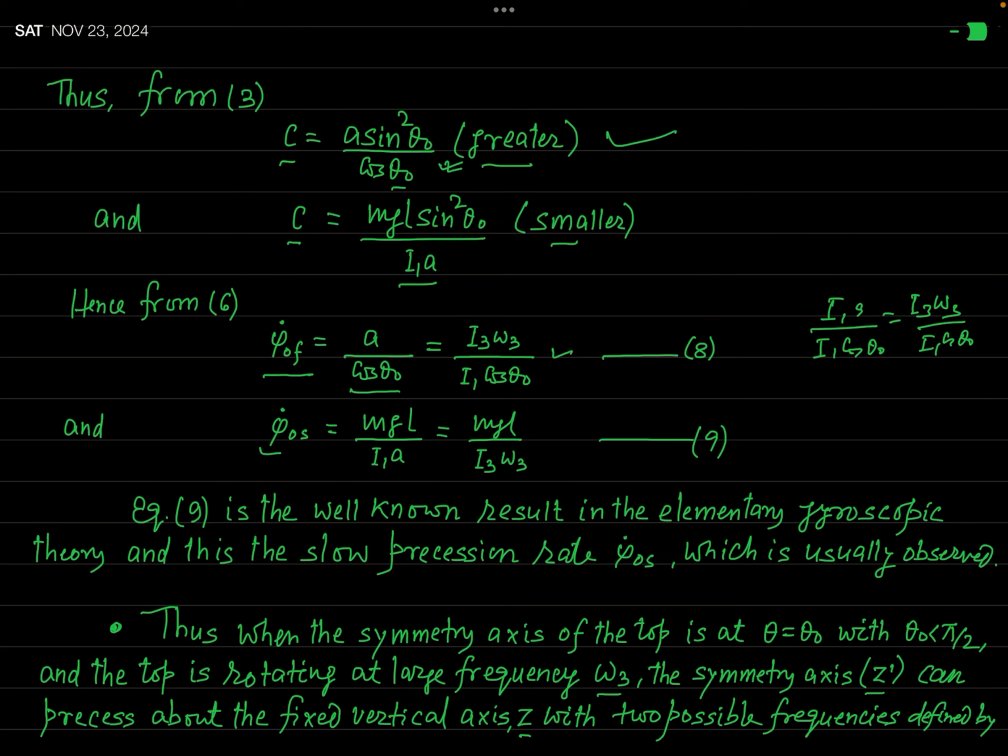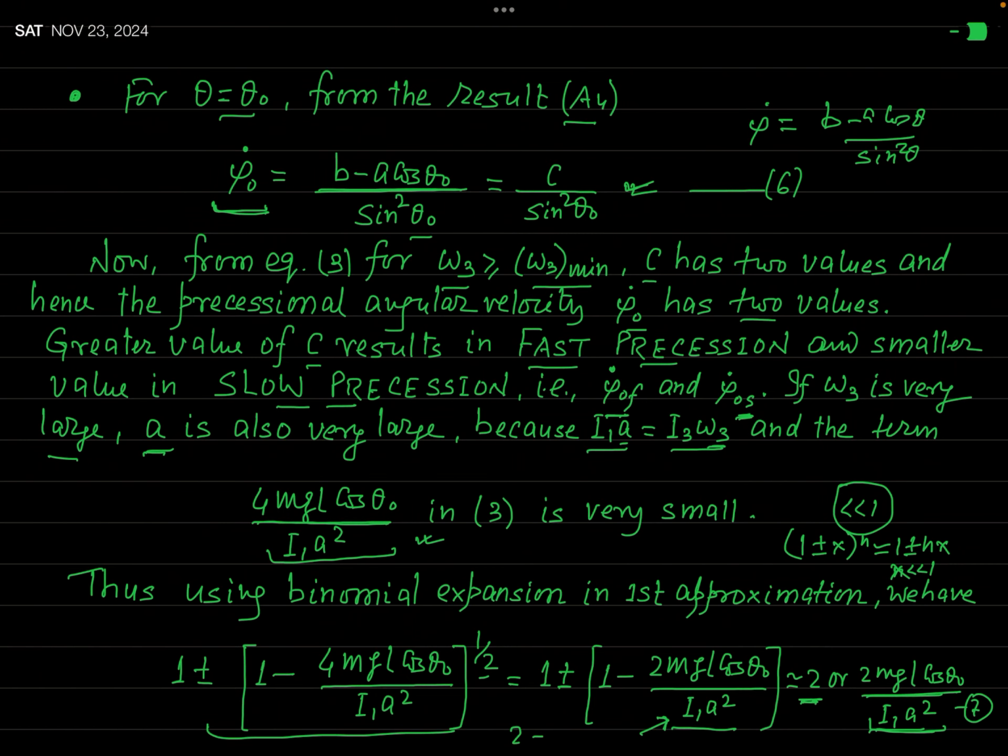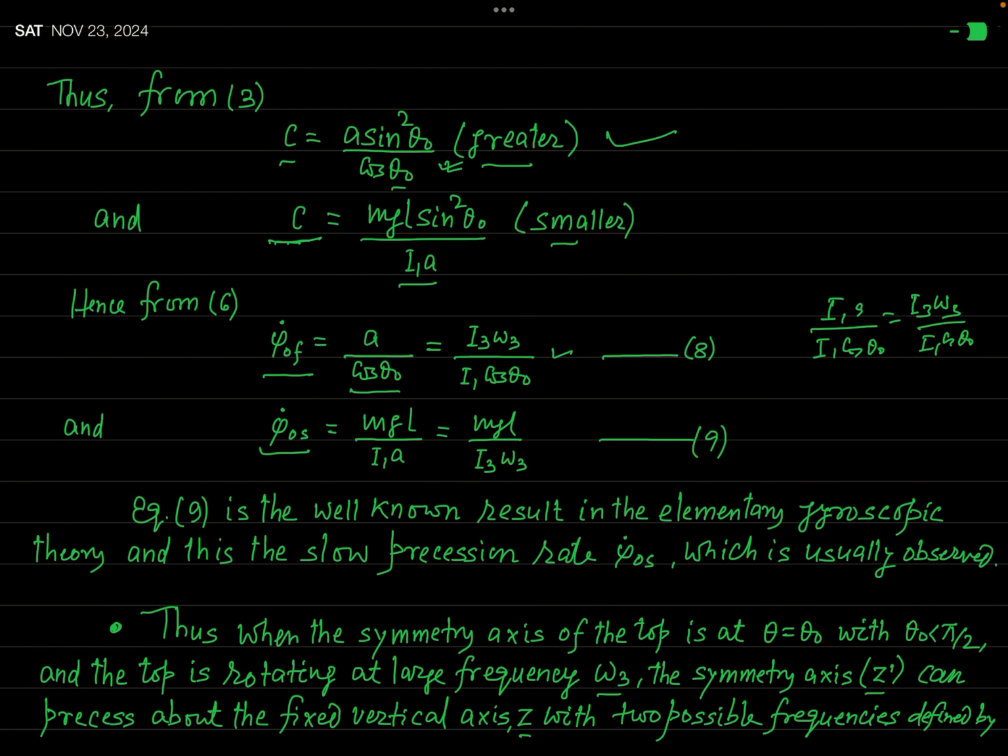Okay. And the angular velocity for slow precession, that is phi naught s dot, when you substitute this value of C in this expression, what will be your result? You can see this will be mgl over I1a. But you know I1a is equal to I3 omega 3. So instead of I1a, I have written it here. So in this way, you can see that we have obtained the angular velocities for the fast precession and the slow precession.